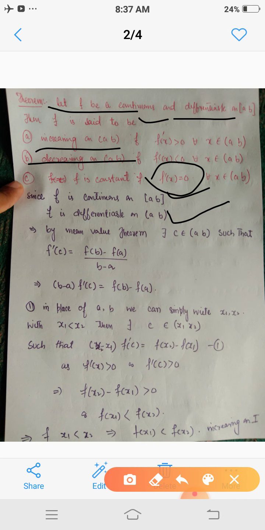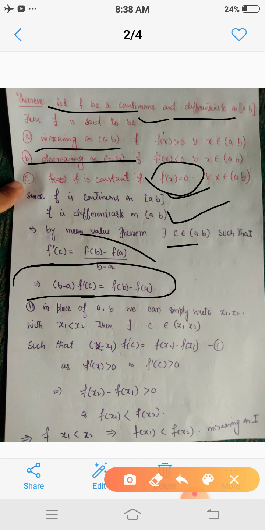by the mean value theorem there exists a point c belonging to (a, b) such that f dash of c equals f of b minus f of a upon b minus a. This is the statement of the mean value theorem, or simply by cross multiplication we can write (b minus a) f dash of c equals f of b minus f of a. Now this c, if it exists, lies between a and b.